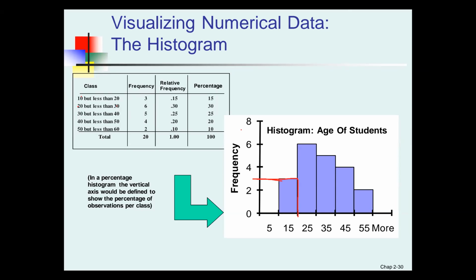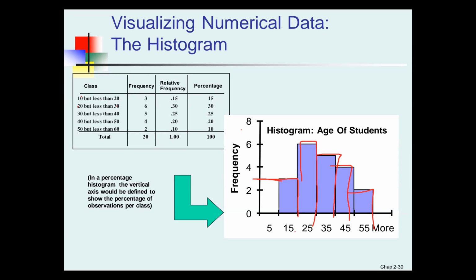Then the other one is 20 but less than 30. So you find that the frequency is 6, like that. The next one, the frequency is 5. So you're marking this against the frequency itself. This is called the histogram of the frequencies, but there is also a relative histogram.